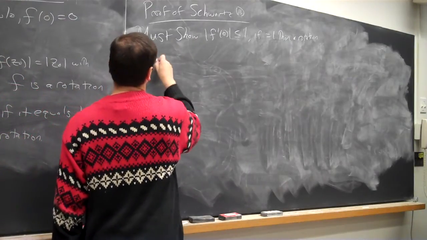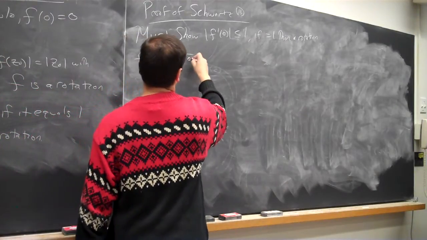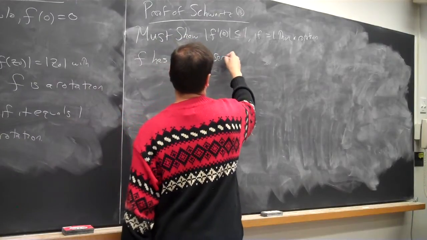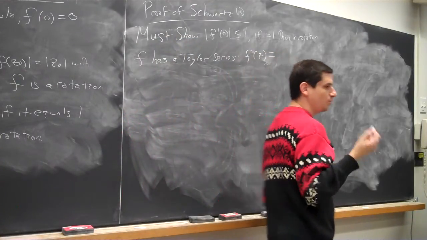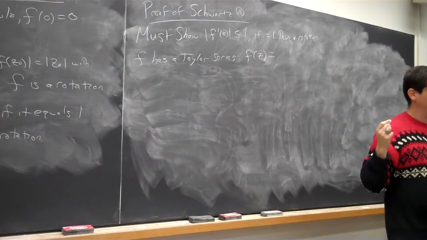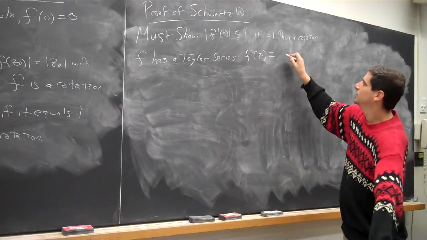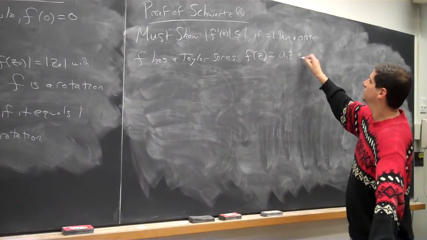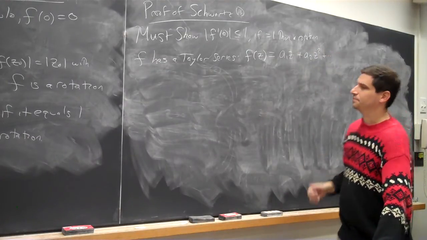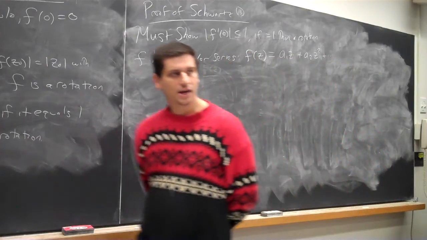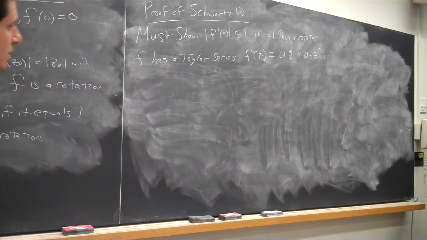So f has a Taylor series. I can write f of z. What's the zeroth order term in the Taylor series? Zero. So it's going to be a1 z plus a2 z squared plus dot dot dot. I claim if a1 is 0, we have trouble.